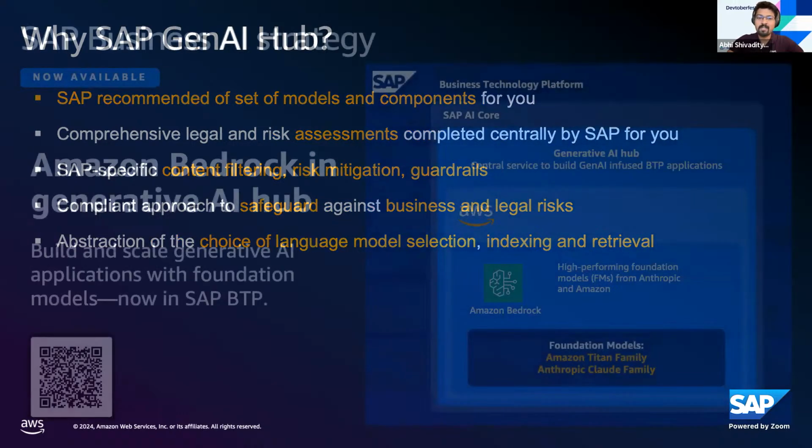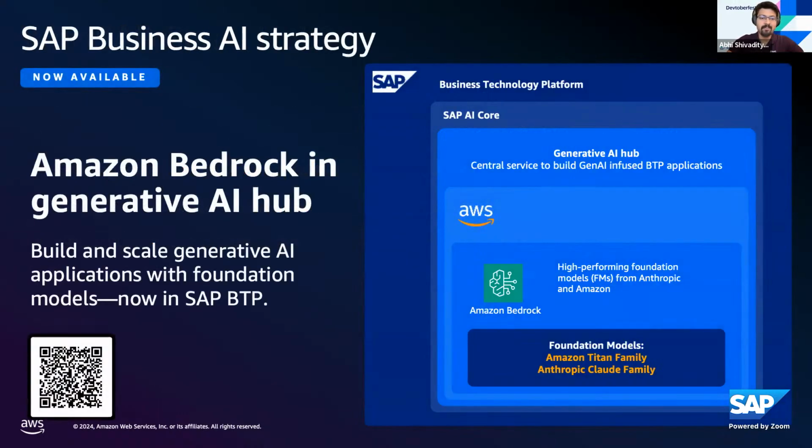So where does Amazon come into all of this? Well, Amazon is providing models through Amazon Bedrock within the Generative AI Hub. Specifically, we have the Amazon Titan Modern family, as well as the Anthropic Claude family. These are some of the most powerful models out there, and you must have seen many of these in a lot of the leaderboards in various third-party aspects.